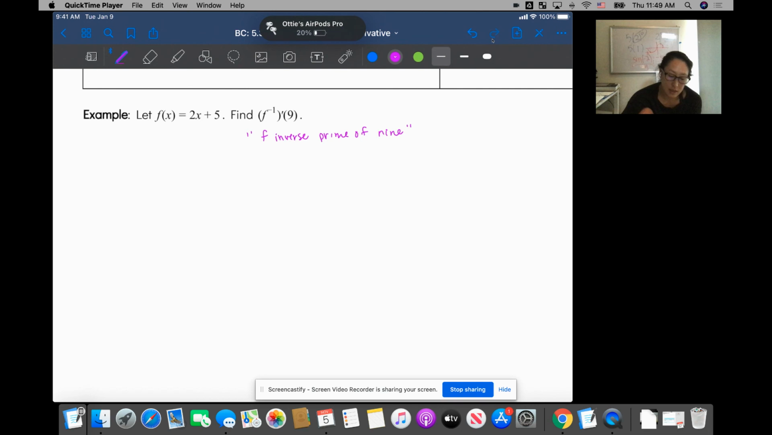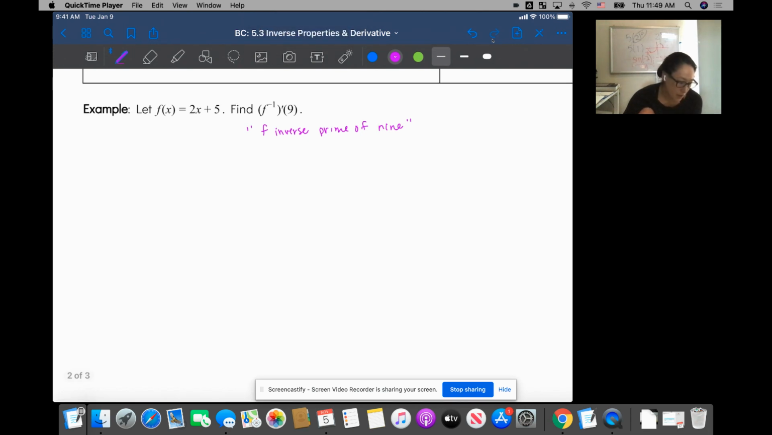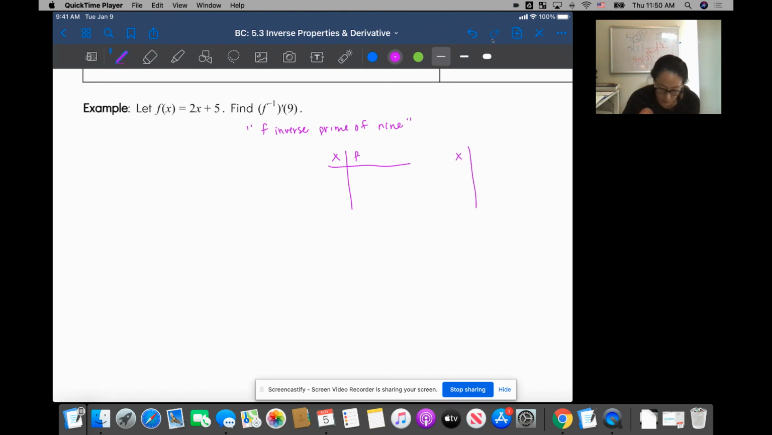Okay, and next up, I like to make a chart. So I'm going to make two charts, one for f inverse, and then I also am going to find the slope, or f prime, the slope, okay, and f inverse prime.